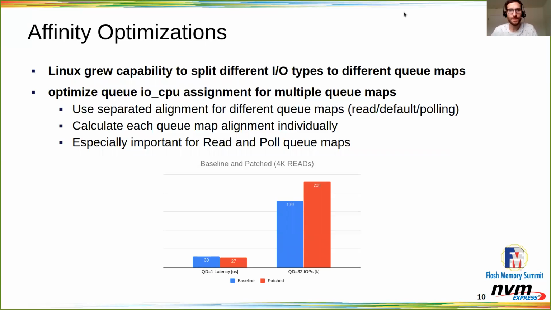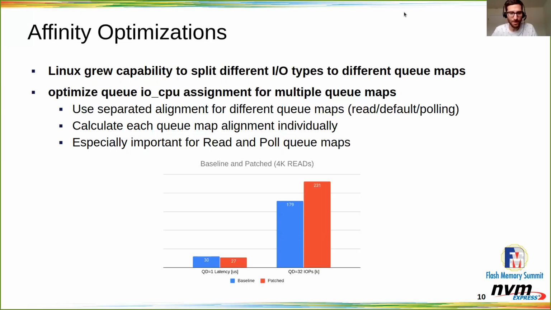What we did is use separate alignment for different queue maps, each starting with 0, so they're accounted individually and not combined all together. That achieves a very good alignment, which is what you want, between the application and the I/O thread, regardless of the queue map that the I/O ends up landing on.